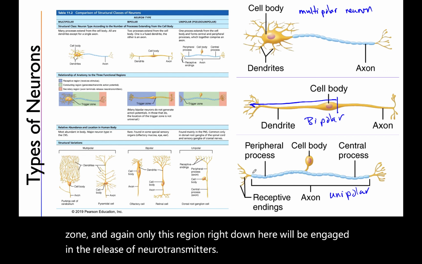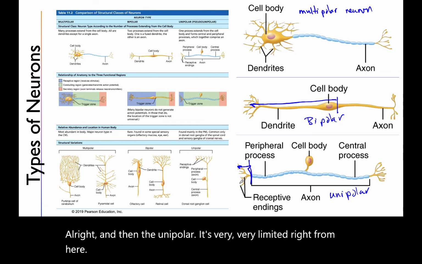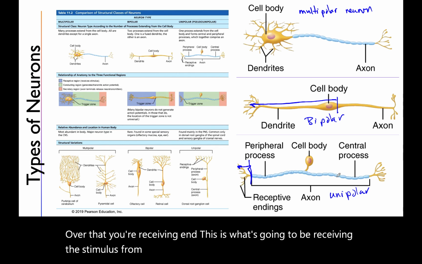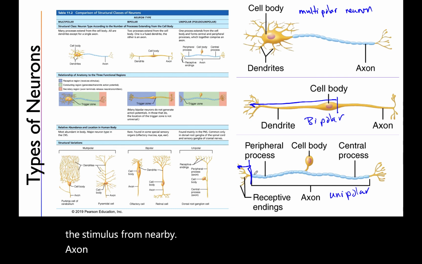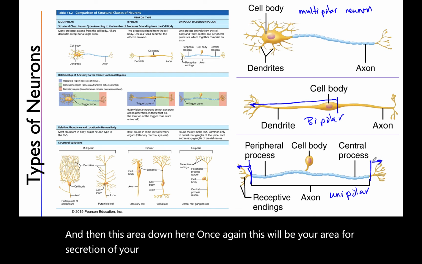And then the unipolar, it's very, very limited. From here over, that's your receiving end. This is what's going to be receiving the stimulus from nearby axon terminals. But look, all of this is conducting. And then this area down here, once again, this will be your area for secretion of your neurotransmitters.